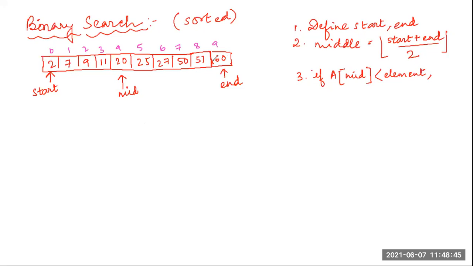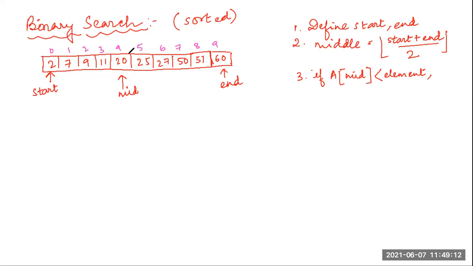Everything is sorted sequentially. I have found the middle position. Then, can you tell me in which section I will try to find the element 52 in my next step? Section left or section right? Right section. Why is that?